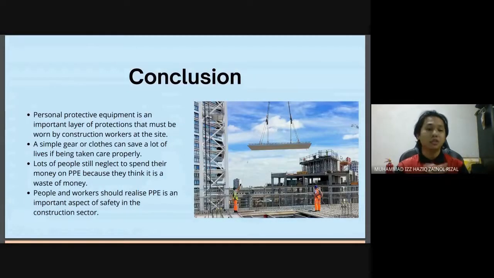So for the conclusion, PPE or personal protective equipment is an important layer of protections that must be worn by construction workers at the site. A simple gear or clothes can save a lot of lives if being taken care of properly. Lots of people still neglect to spend their money on PPE because they think it is a waste of money. But they don't know that this simple piece of equipment can save their lives. People and workers should realize PPE is an important aspect of safety in the construction sector.